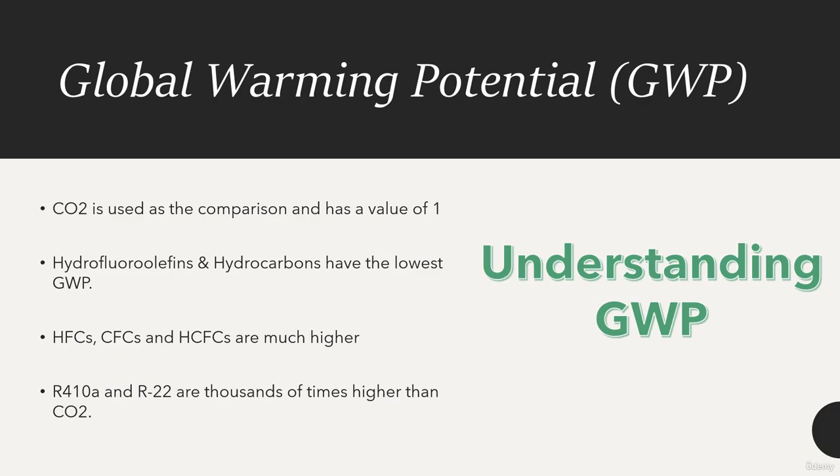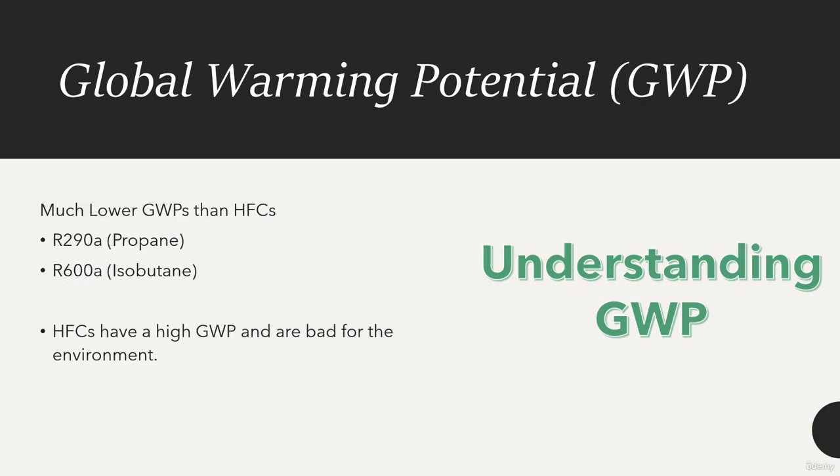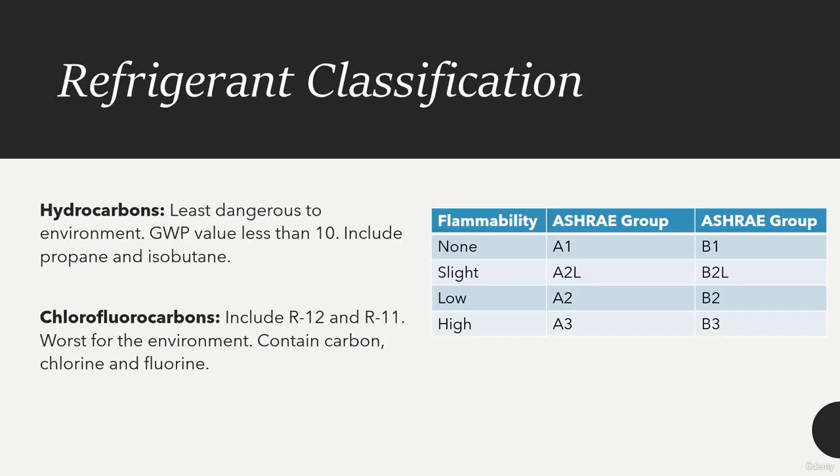Some of the flammable refrigerants being used today, such as R290, which is propane, and R600A, which is isobutane, have a very low GWP, much lower than HFCs. HFCs have a high GWP and are bad for the environment, which is why they're being phased out in the future. So let's talk a little bit about refrigerant classifications.